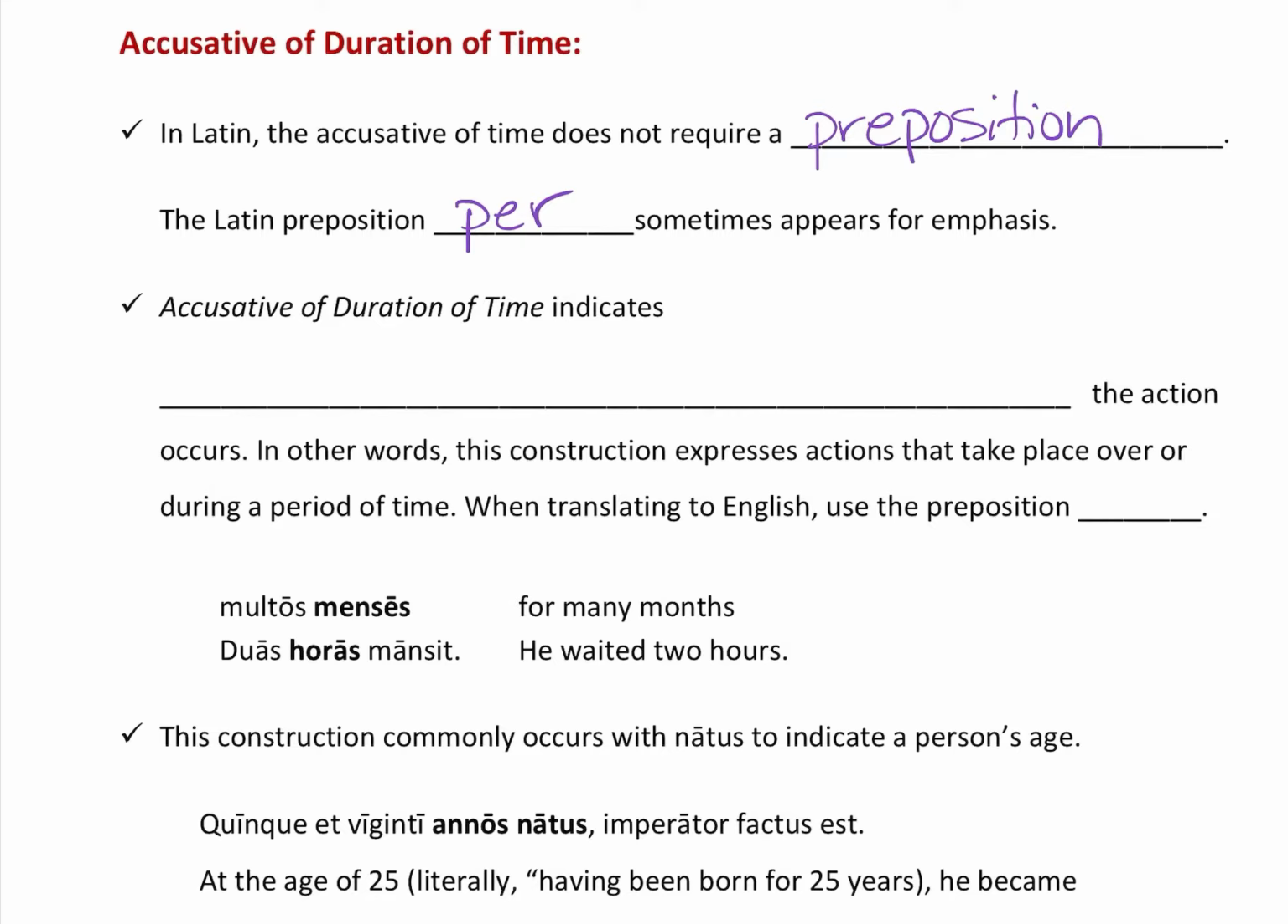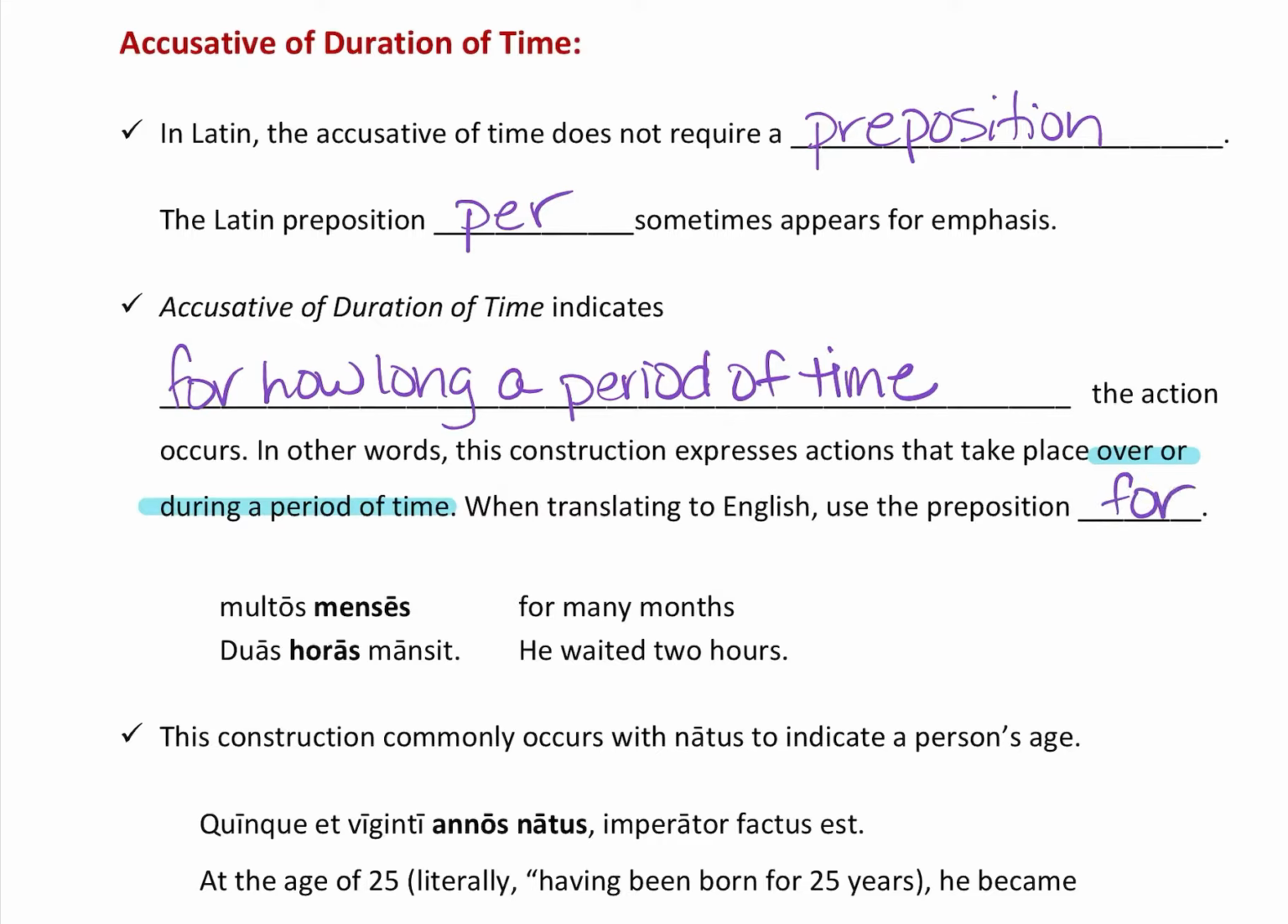So the accusative duration of time indicates for how long a period of time, so exactly what it sounds like, the action occurs. So in other words, this construction expresses actions that take place over or during, you can imagine how, during a period of time, right? So this is the most important thing. When translating to English, you're going to use the preposition for.